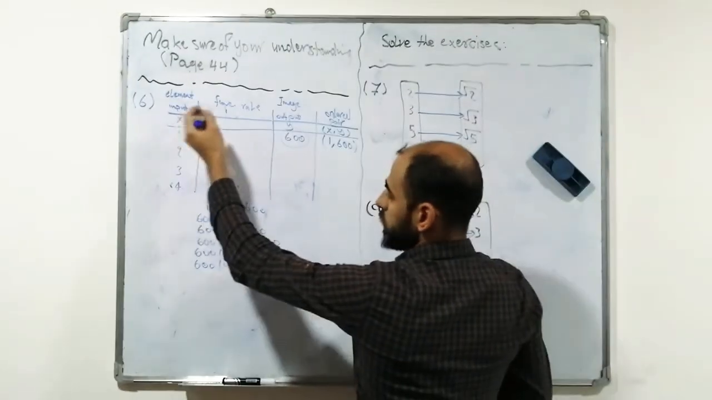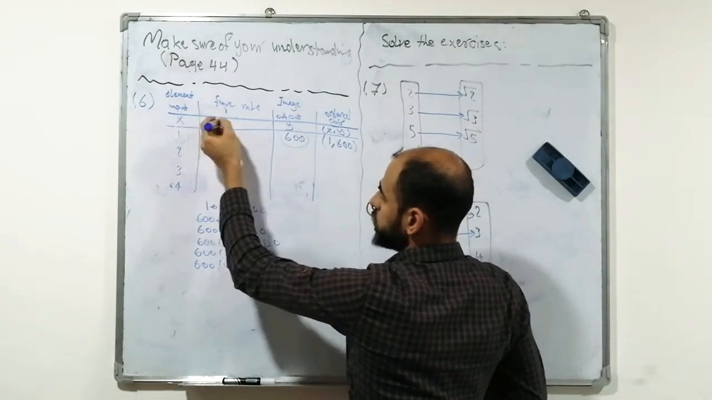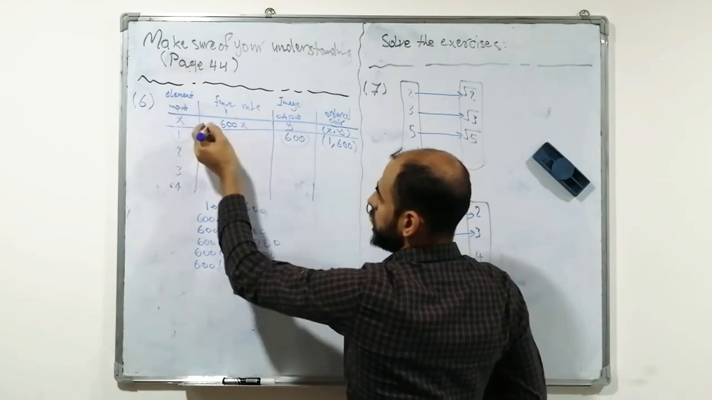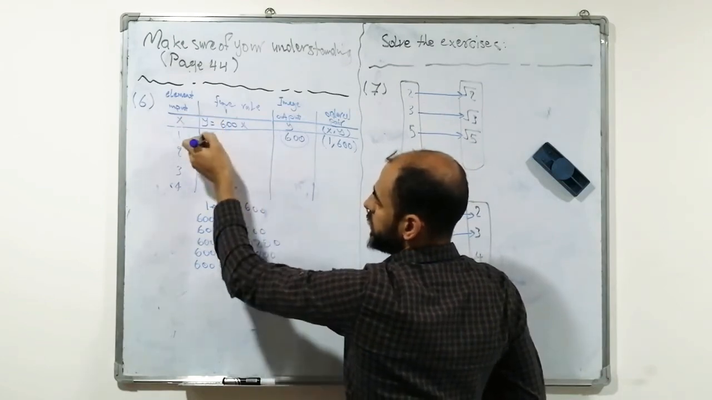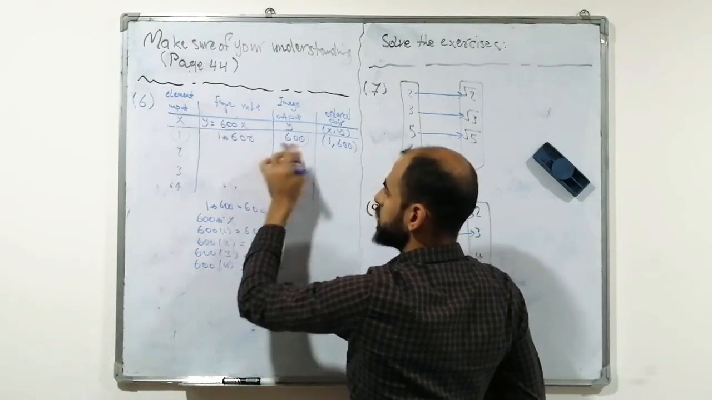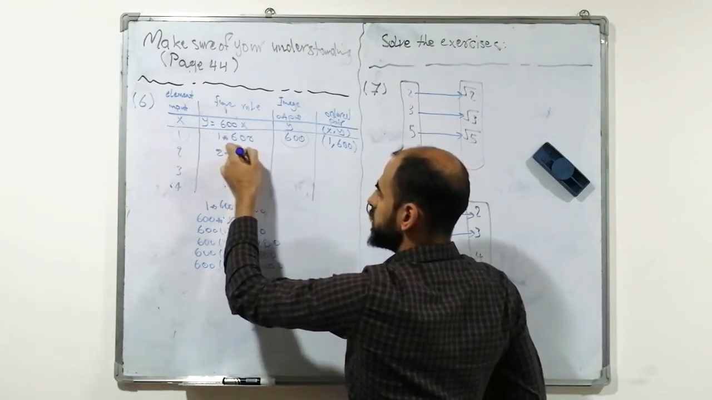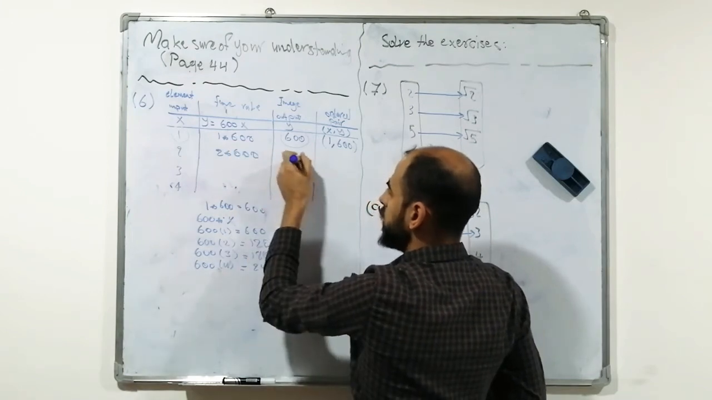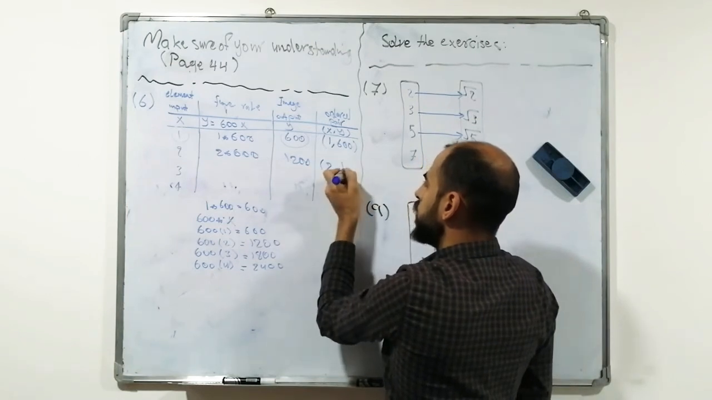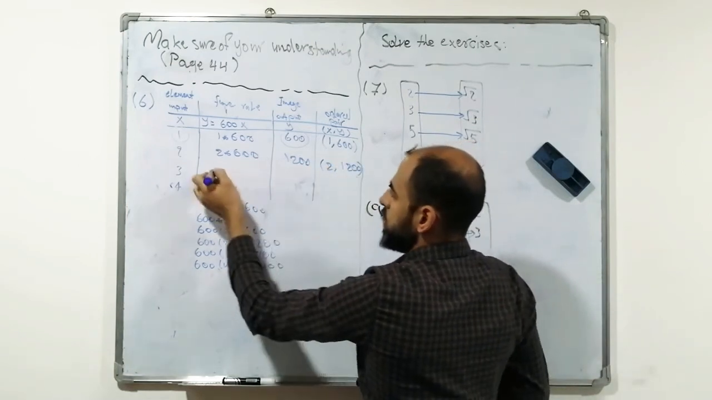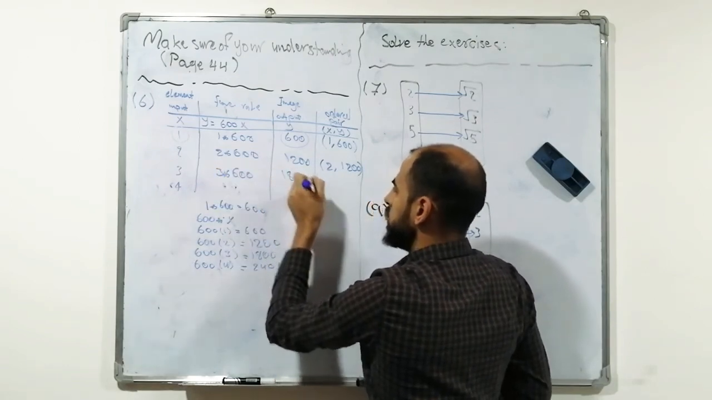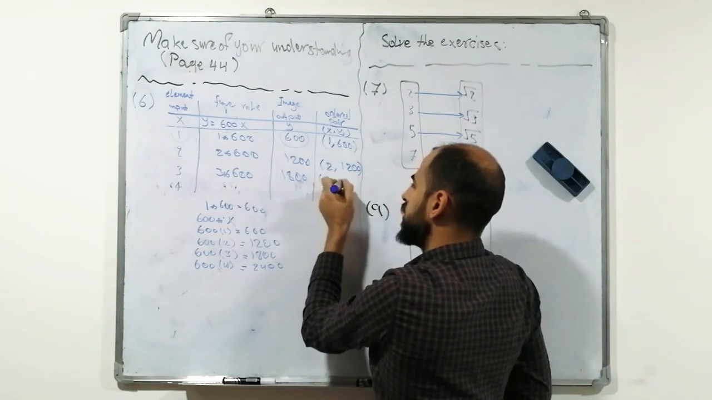So the function will be 600 multiplied by x, or y equals 600x. For x equal 1, 1 times 600 equals 600, and 2 times 600 is 1200. So the second ordered pair will be 2 and 1200, and 3 times 600 will be 1800. The ordered pair will be 3, 1800.